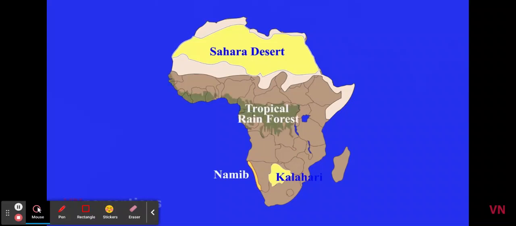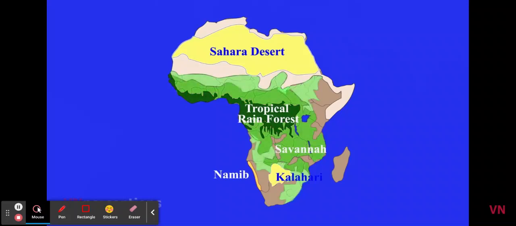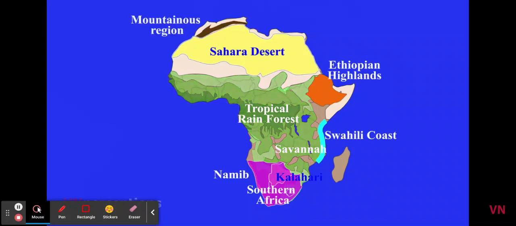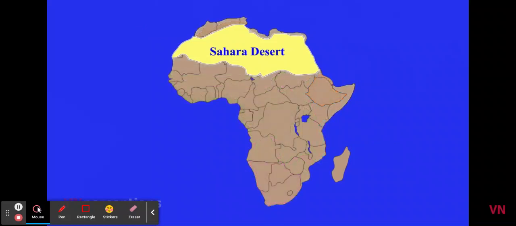Then there are the tropical rainforest regions. Then savanna, Ethiopian highlands, Swahili coast, and southern Africa. Then the mountainous regions like the Atlas Mountains. We talk about the first division, and that is the Sahara Desert.